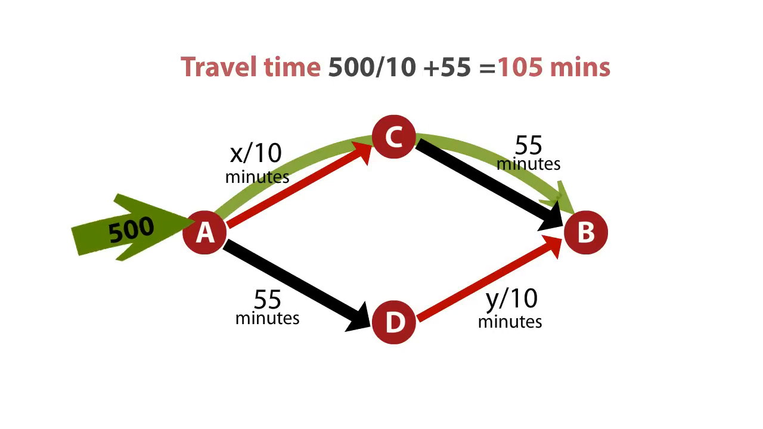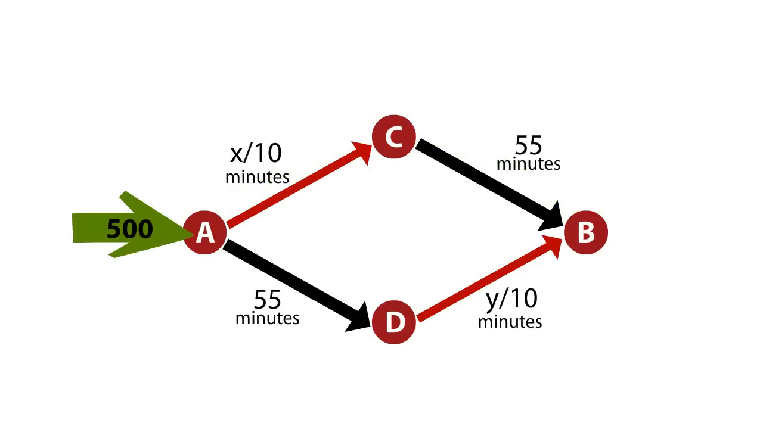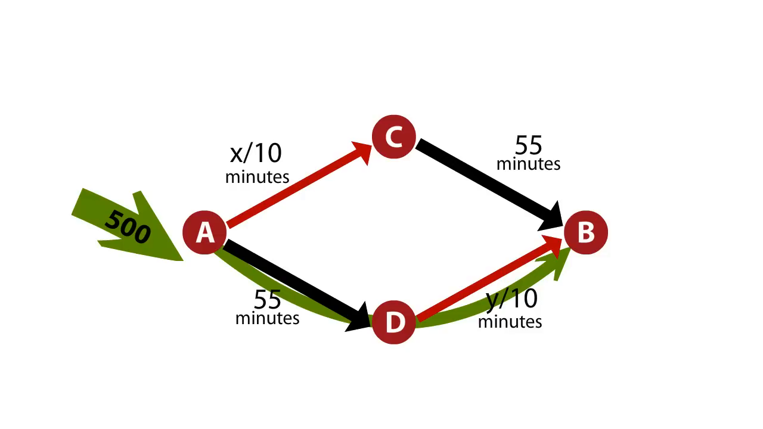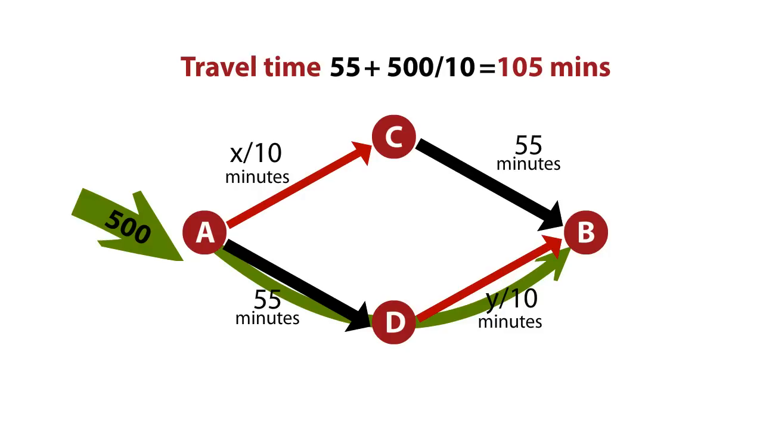Okay, not so great. Alternately, they, of course, could do the other route. They could go from A to D to B, every single one of them. And that's equally bad: 55 minutes for the big highway, and then this time Y became 500 because all 500 of them are traveling from D to B. And that's a total of 50 minutes on that edge and a total of 105 minutes.